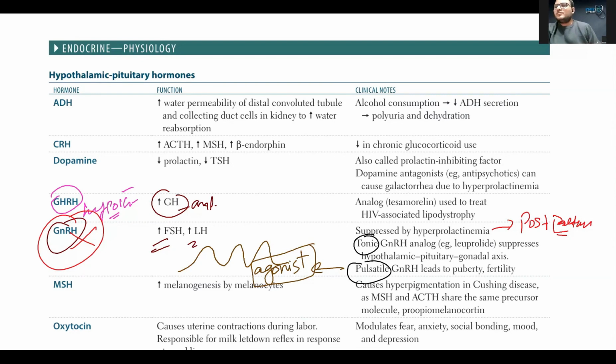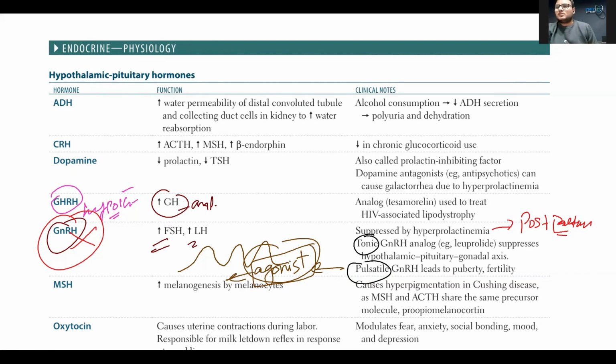In reproductive, when there is infertility in women and decreased libido in men, we give this pulsatile GnRH. In the exam question, they ask which of the following gonadotropin releasing hormone you will give. There will be two options: tonic GnRH and pulsatile. So for infertility and decreased libido, we give it in a pulsatile manner, because in a pulsatile manner it acts as an agonist. But we give it tonic in many diseases, like when there is excess of FSH and LH due to some problem.